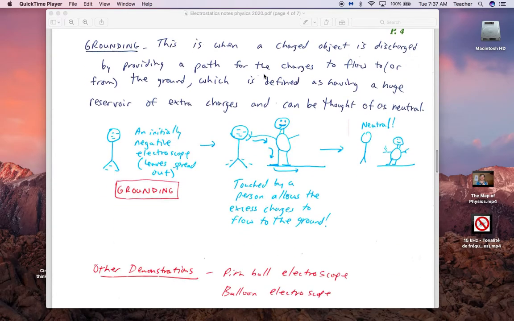Grounding is when a charged object is discharged by providing a path for the charges to flow. We saw that with a Van de Graaff or with the electroscope. So if we have an initially negative electroscope with the leaves spread out, they can pass through me to the ground. Neutral.